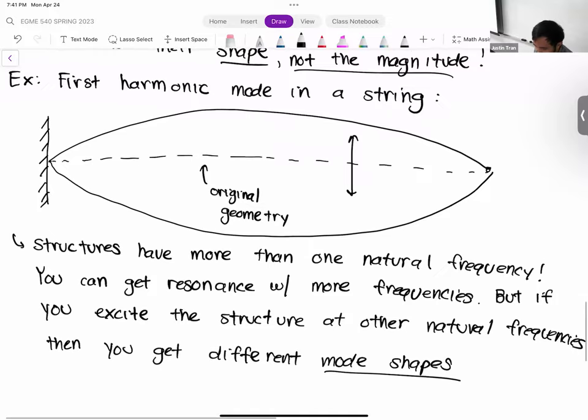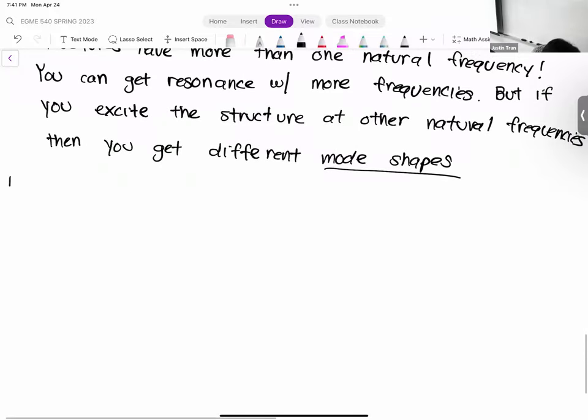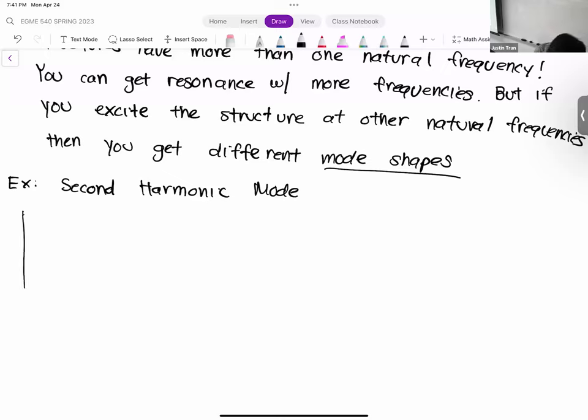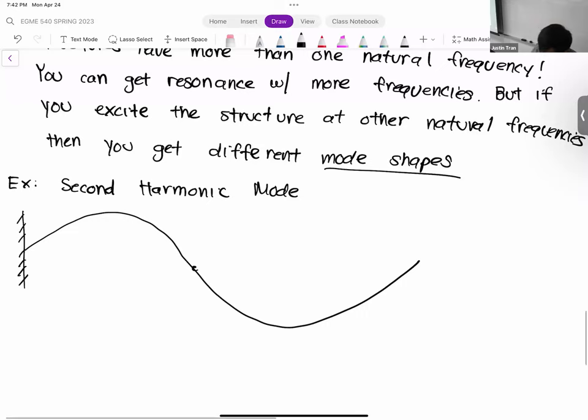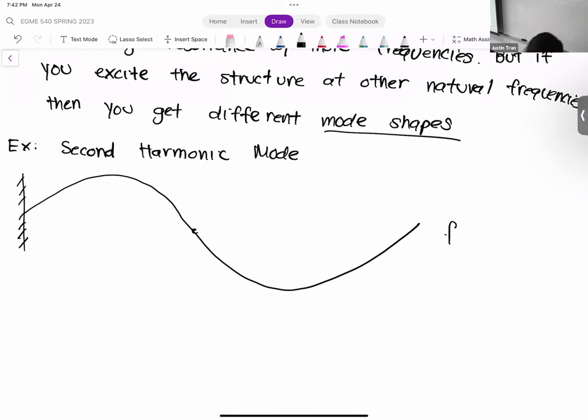The one I've shown you so far is the first harmonic mode. So let's look at the second harmonic mode. The second harmonic mode in a string would look like this. We're going to have two peaks. For a string, in order to obtain the second harmonic mode, you would have to excite it at a frequency twice the fundamental frequency. So F2 is equal to 2Fn, where Fn is the natural frequency we talked about before.